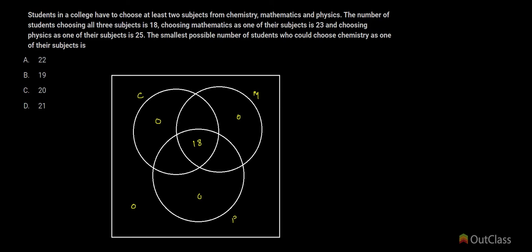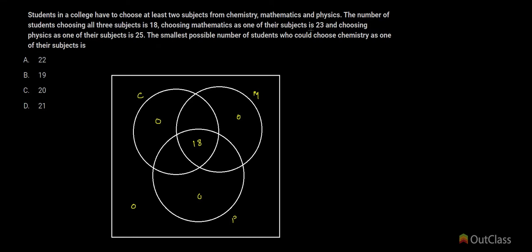Now, the question says you have to take at least 2, so the people who take only one of those 3 subjects, they do not exist. That's why we have a 0. You can't take 0 subjects. You can't choose to skip all of them, so nobody there either. So that's why we have those zeros. It is given that there are 18 people in the triple intersection. I've noted it. What else is given?